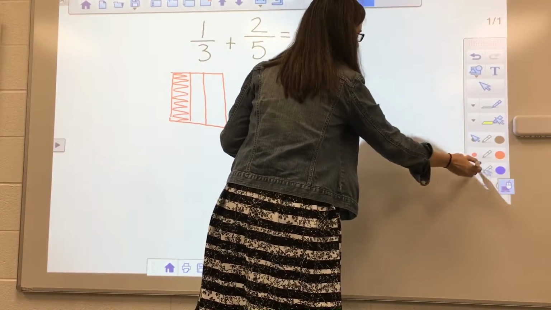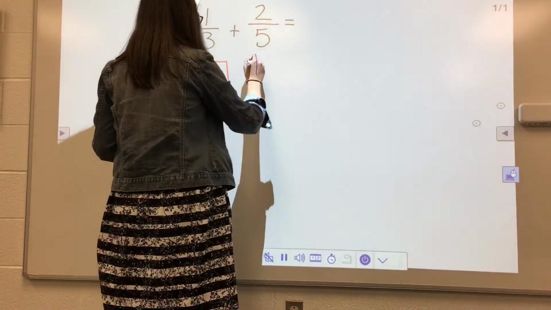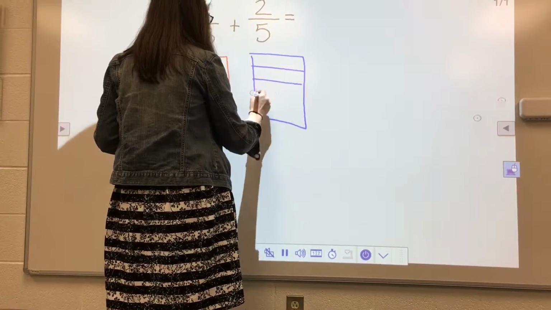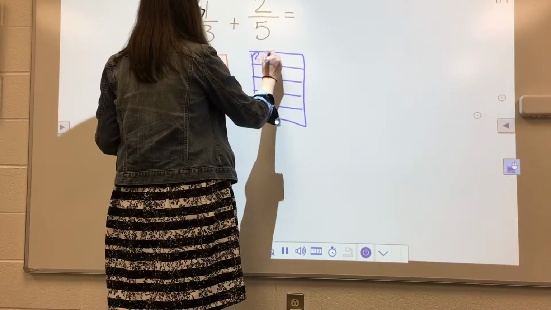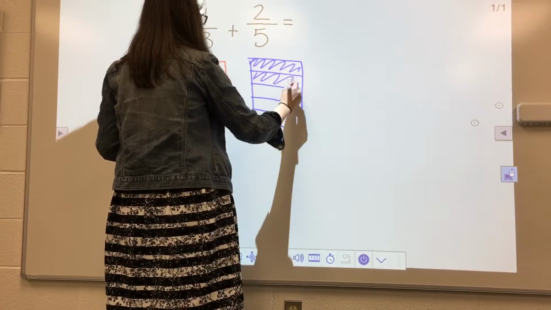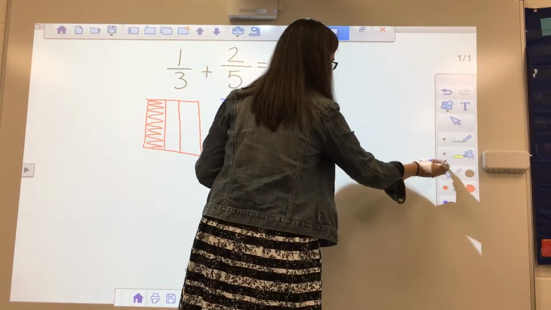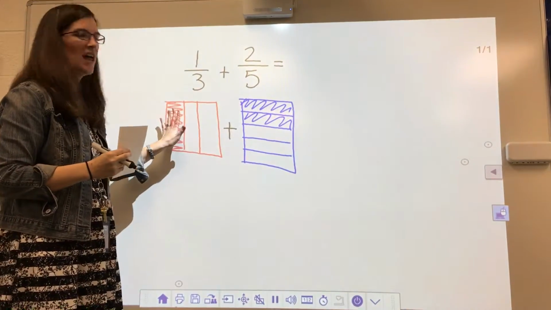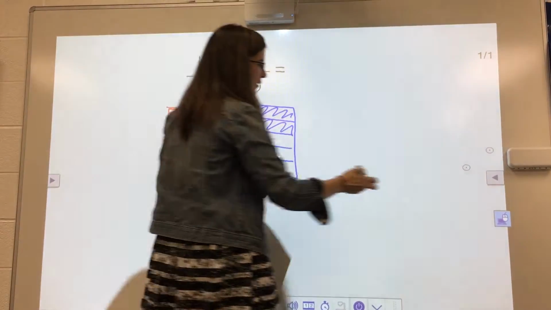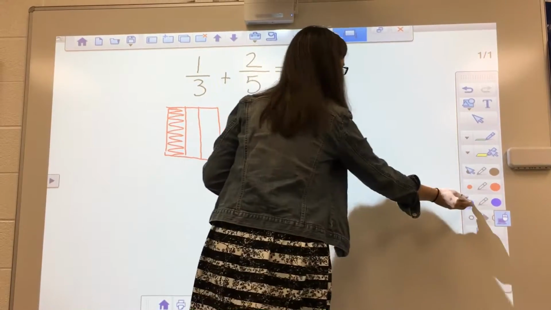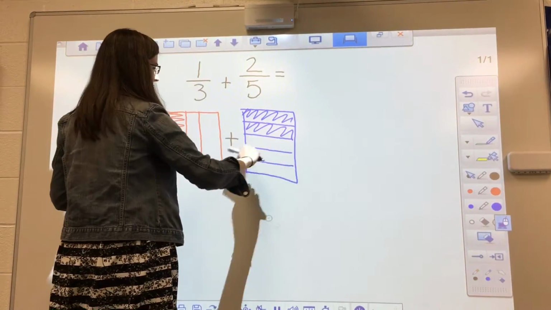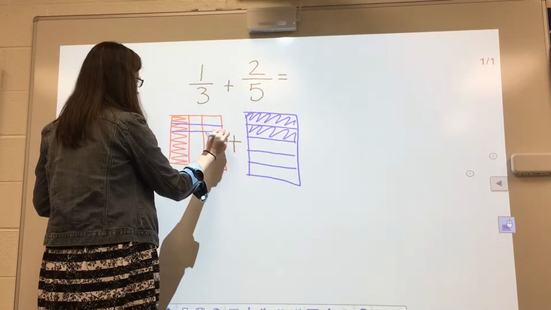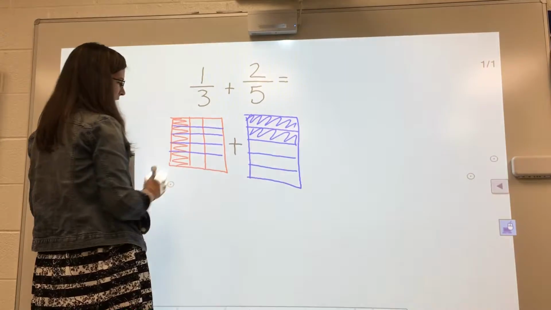And then the other fraction needs to be drawn horizontally. So for my 2/5, I'm going to go the opposite direction and color in my two pieces. Now, since we are adding them, what we're going to do is superimpose the lines on each picture. So what that looks like is this. I'm going to take my 5 sections from my 2/5 and superimpose that on top of my 1/3, like so.